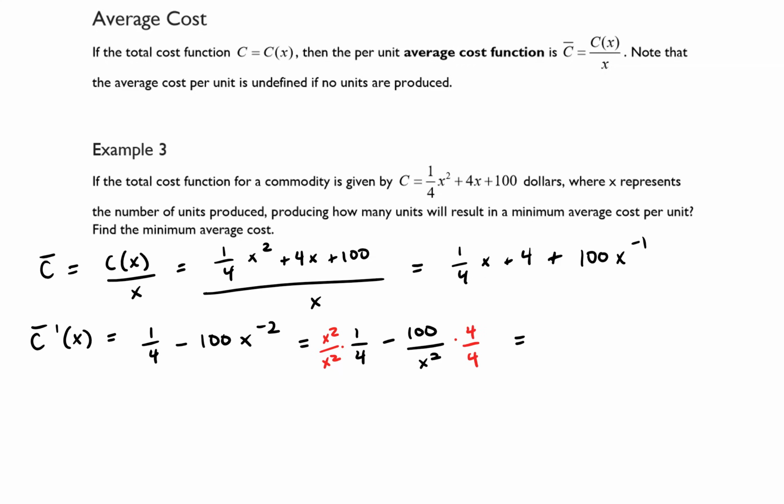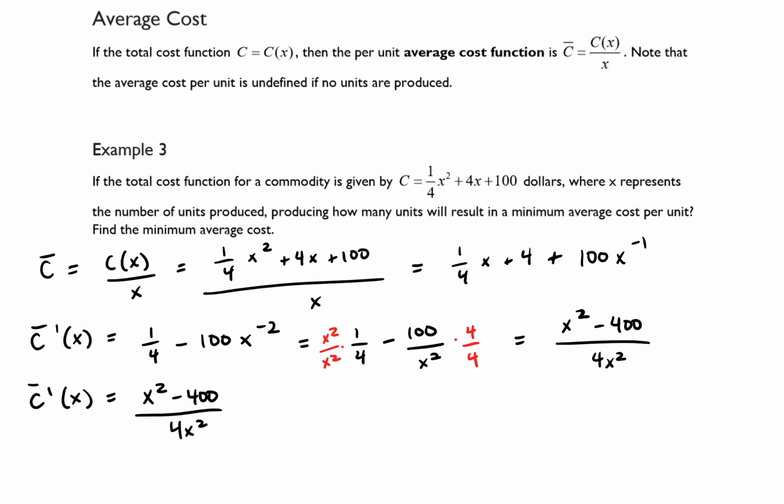So I'm going to multiply this by x squared over x squared, and I'll multiply this by 4 over 4, and we'll get x squared minus 400 over 4x squared. So I'll just rewrite that. Our derivative of the average cost function is x squared minus 400 over 4x squared. And now we want to set that equal to 0 and solve for x.